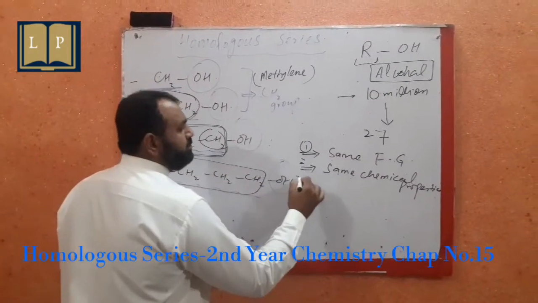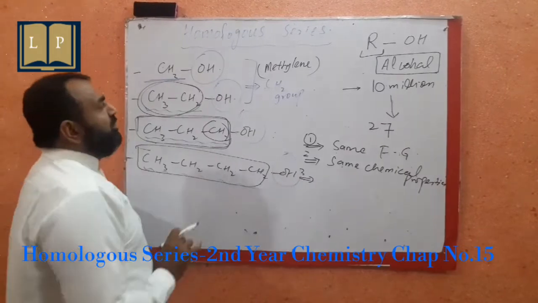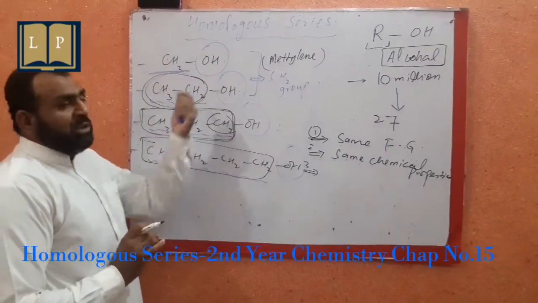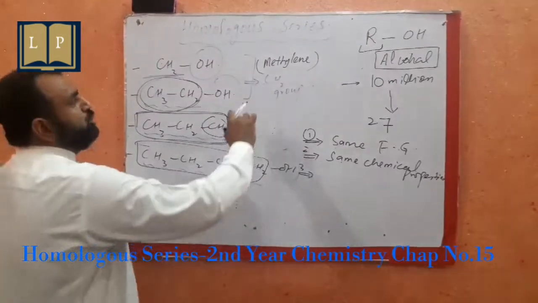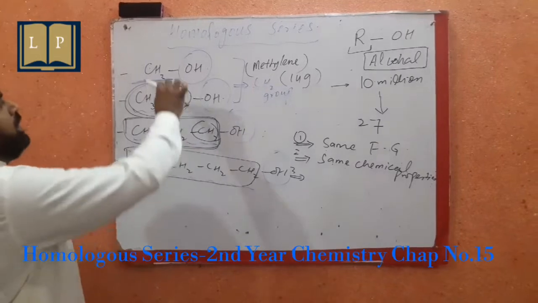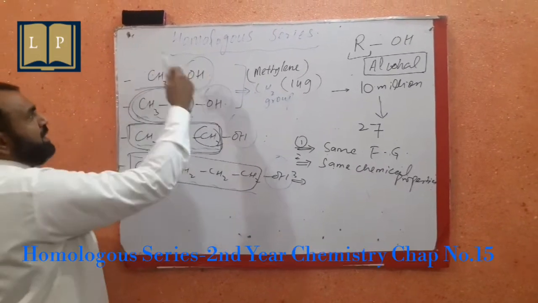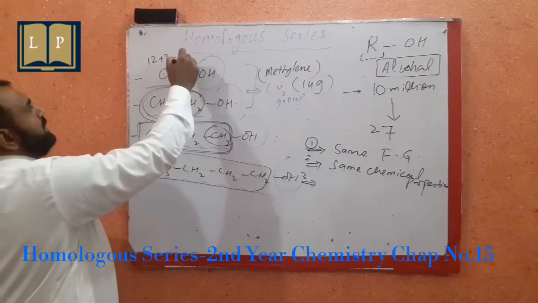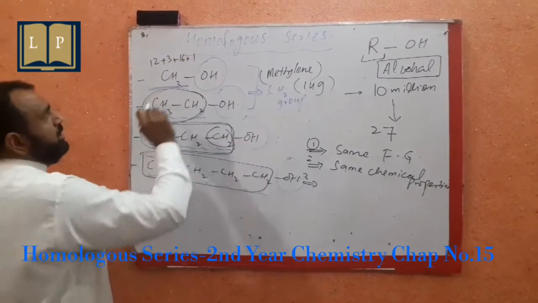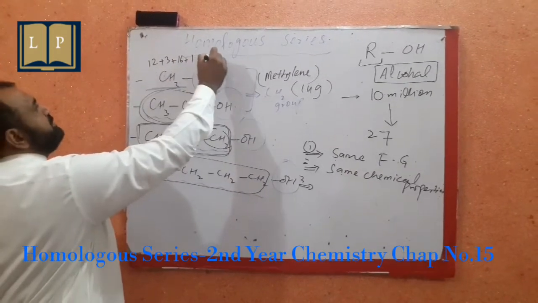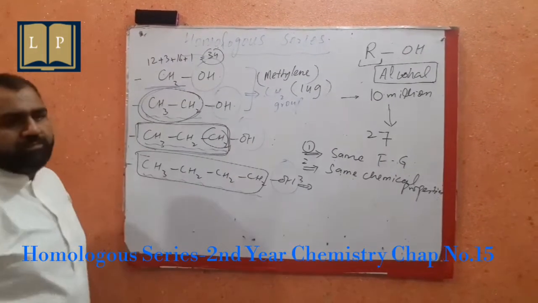Number three, due to the difference in the carbon number, a change in their molar mass occurs. A CH2 unit has a molar mass of 14 grams. So if methyl alcohol has a molar mass of 12 plus 3 plus 16 plus 1, that is 16 plus 3, 19, 20, and this becomes 32, say.